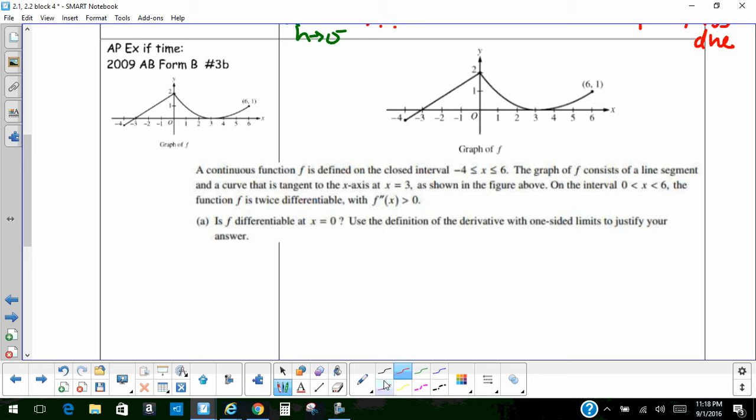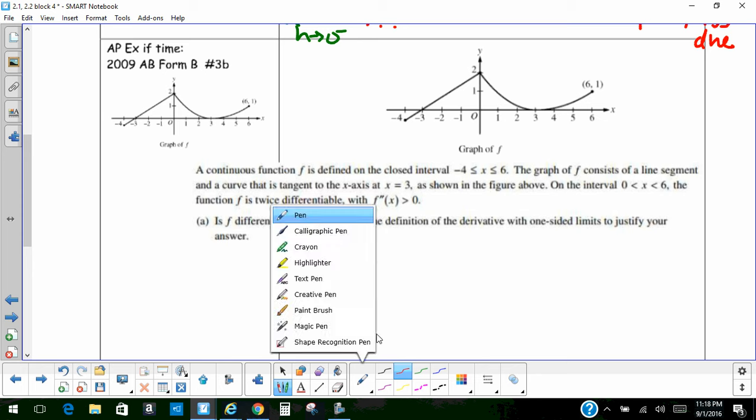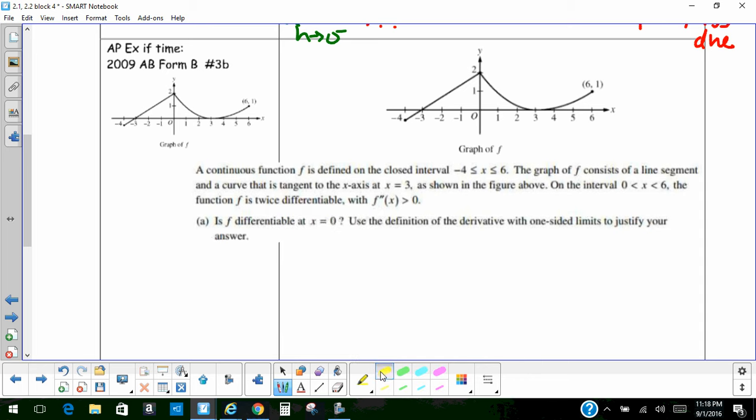But notice they're asking, is f differentiable? Hold on for a second. Is f differentiable at 0? And then you've got to use a definition specifically with one-sided limits to justify your answer. So they're going to make you prove it to them. And if you're not able to prove it with one-sided limits, then you're not going to get your credit.